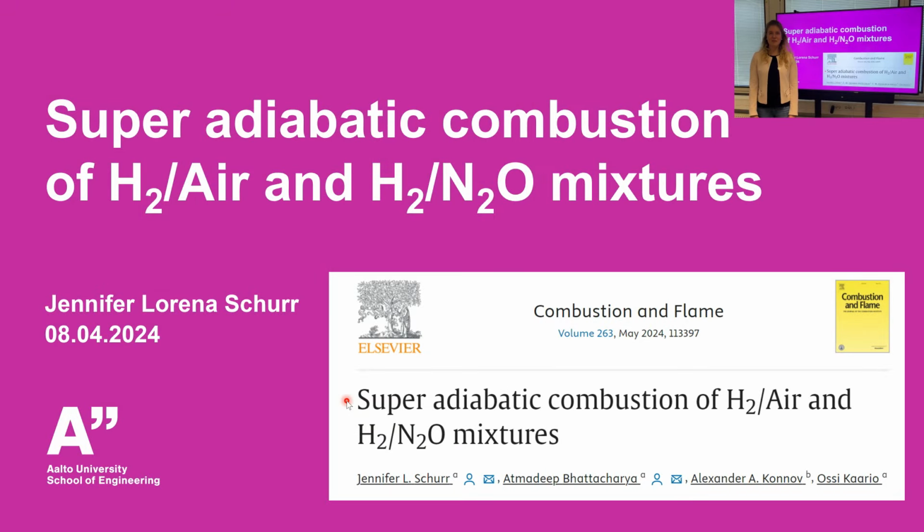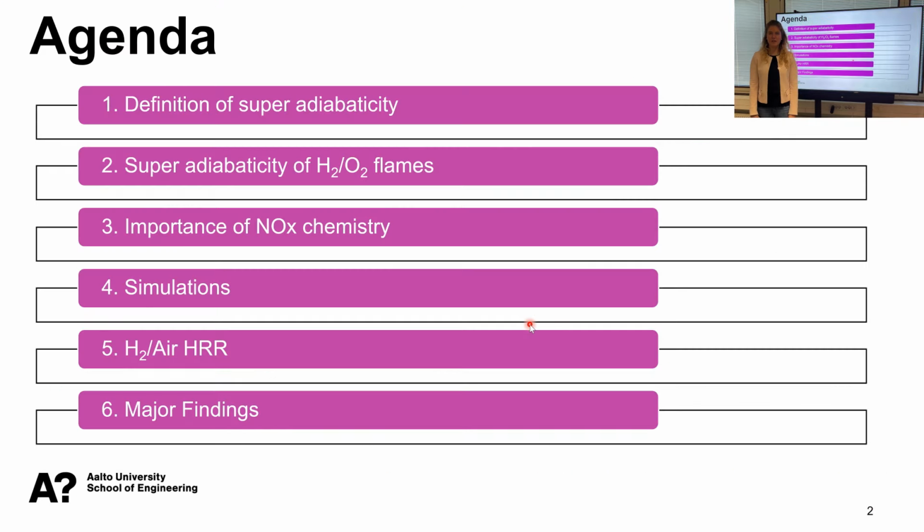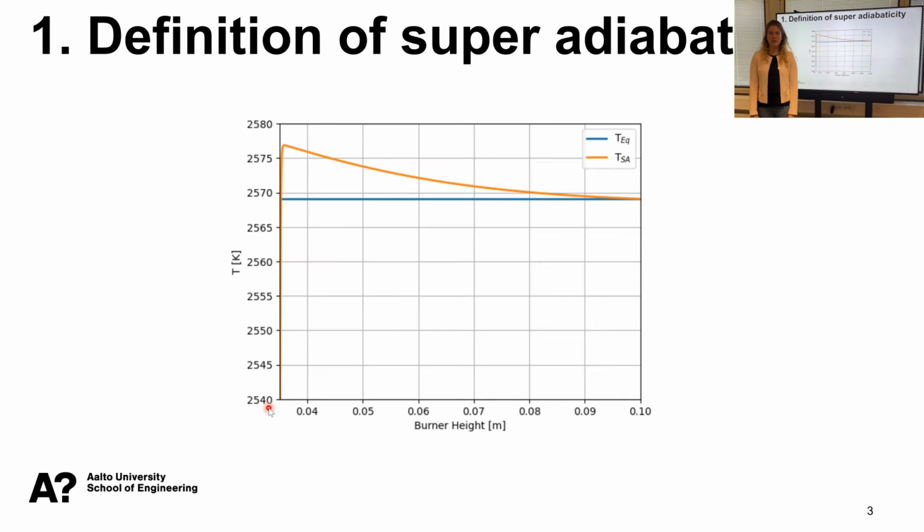Today I will present to you my newest paper about superadiabatic combustion of hydrogen air and hydrogen N2O mixtures, published in Combustion and Flame. In this video, I'm going to define superadiabaticity, talk about superadiabaticity of hydrogen-oxygen flames, show the importance of NOx chemistry, show some results, explain the heat release of hydrogen air, and present some major findings of this paper. All the simulations are done in Cantera 2.6 via a Python interface.